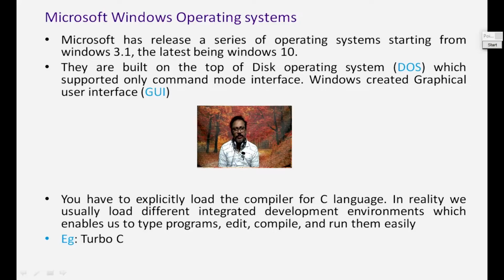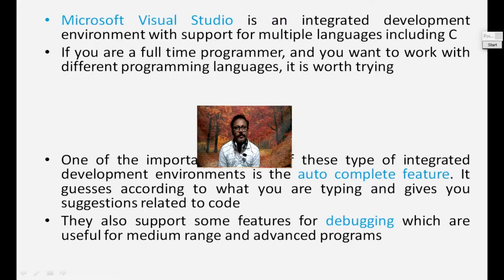So one such environment which we are going to discuss is Turbo C. One such environment which can be used to develop C programs is Turbo C. Microsoft Visual Studio can be used. One of the important features of these integrated development environments is, apart from integrating the required tasks, it allows you to type the programs, compile the programs, run the programs, and debug the programs. Many features are integrated.